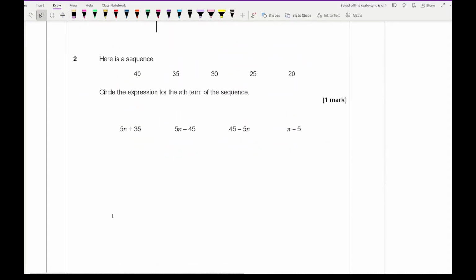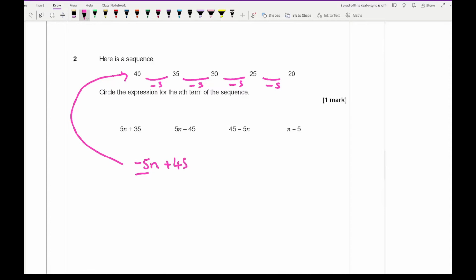Now, next question, question 2, says here is the sequence, and we've got 40, 35, 30, 25, 20. I want to circle the expression for the nth term of this. Personally, I would probably just go into actually working out what the nth term is. The difference is -5, so we're definitely going to have a -5n, and then think to yourself, how do I get from -5 to 40? Well, I need to add 45. As you can see, none of these look like this, but if I flip the two terms around, I get 45 minus 5n, which is our third option.